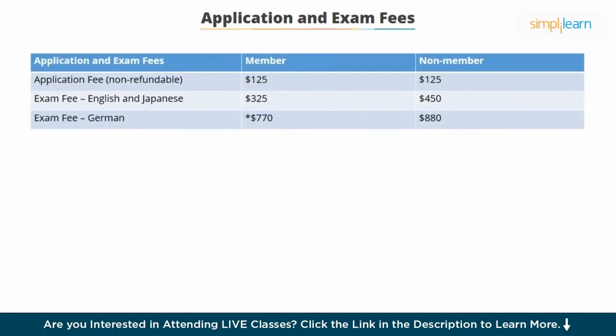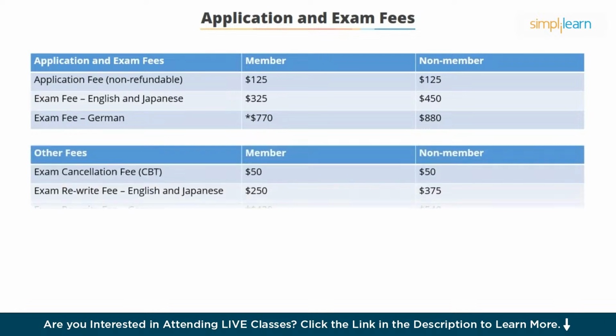Application and exam fees include the following: a non-refundable application fee of $125 for members and non-members. Exam fee in English and Japanese of $325 for members and $450 for non-members. Exam fee in German of $770 for members and $880 for non-members.